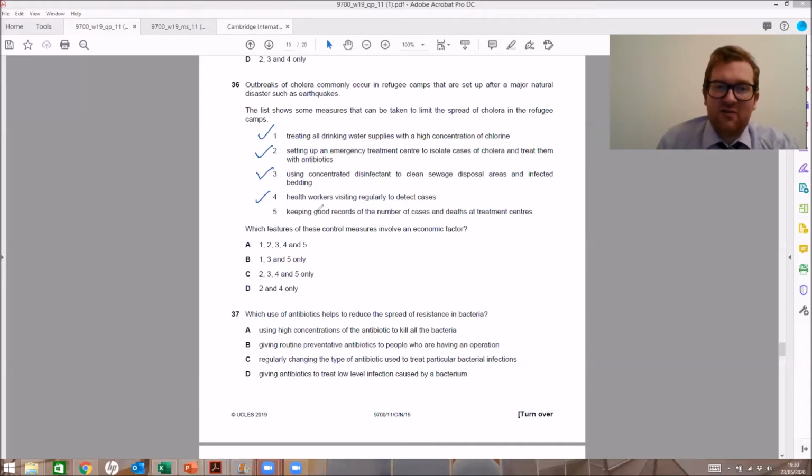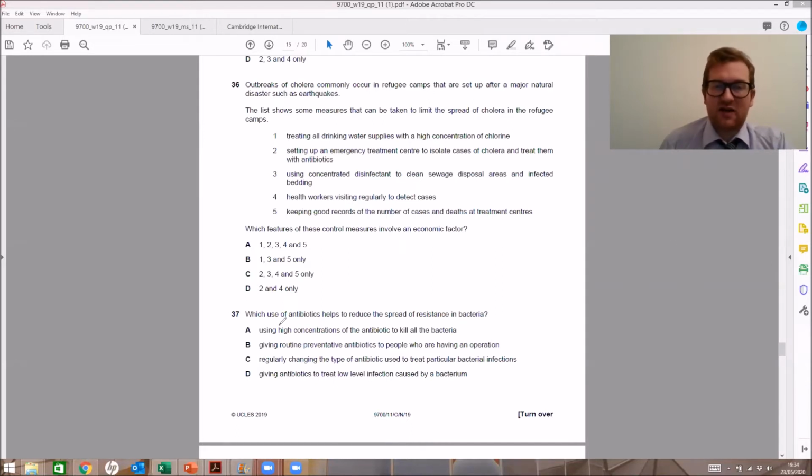Number 5, keeping good records of numbers of cases and deaths at treatment centers. Yes, you need administrative workers to be able to keep accurate records of all these cases, to be able to map and monitor and therefore hopefully prevent any further spread. So option A is the only answer that includes all 5 of them, okay? So we can eliminate B, C, and D because all of these are suitable factors that need economically be involved with, okay?